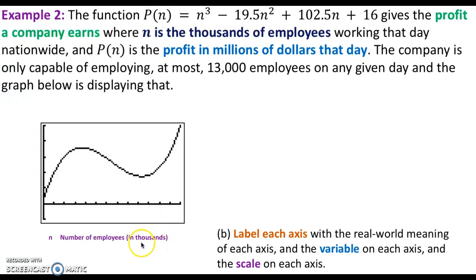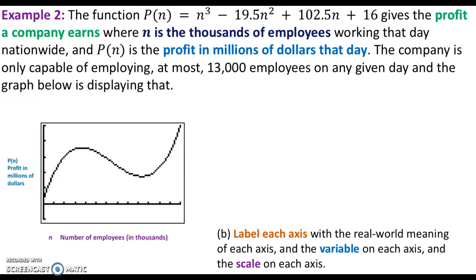Now, why is my scale in thousands here? Because I see my tick marks here. I go 1, 2, 3, 4, 5, 6, 7, 8, 9, 10, 11, 12, 13. As we go to 13, we have 13,000 employees, so our units are in thousands. And then P of n is my output variable, where P is equal to the profit that the company earns in millions of dollars that day. So P of n is profit in millions of dollars.